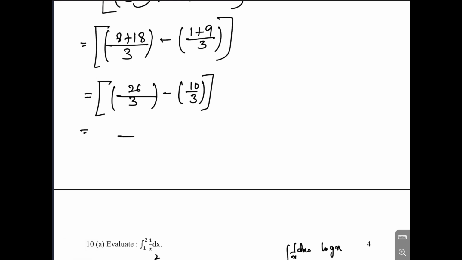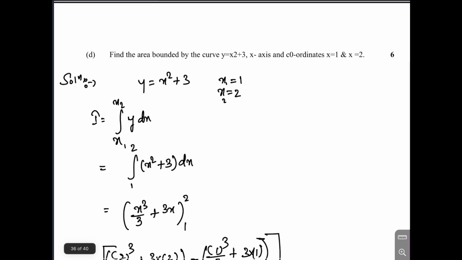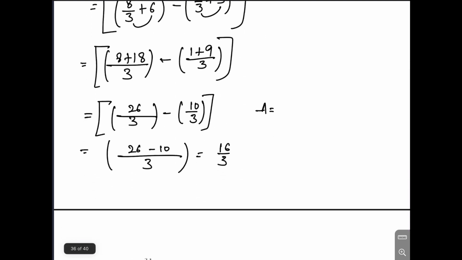So further here we can take LCM as 3 here. 26 minus 10, which gives 16 divided by 3. So we know that the area of the bounded curve A equals 16 divided by 3. A equals 16 by 3 square units here. Square unit is the unit of the area of the curve here.